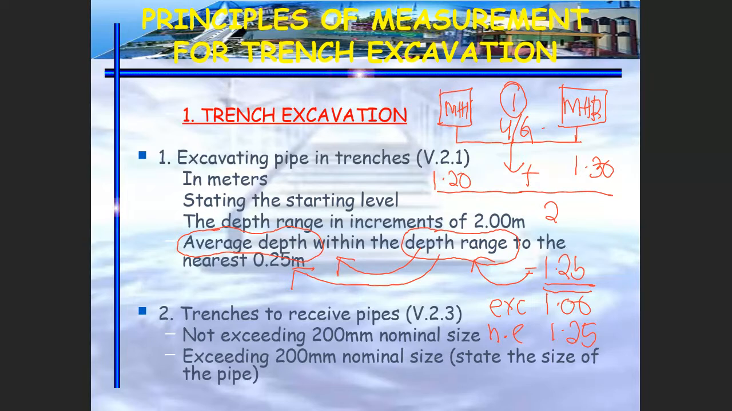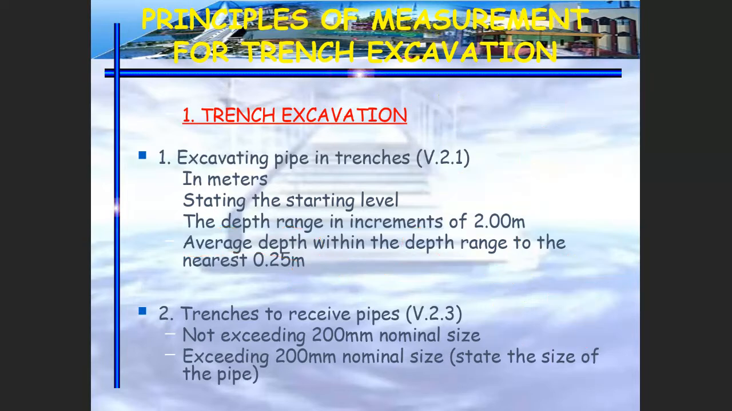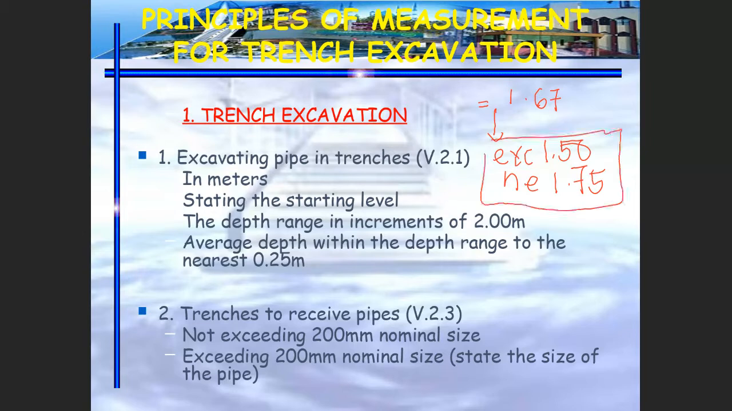But let's say, if you want more examples, we already identify that the average depth is 1.67. So how do you write it? You have to write down exceeding 1.50, not exceeding 1.75. This is the meaning of the depth range. Range means you have to use exceeding and not exceeding, and you have to make sure that the range is written to the nearest 0.25.